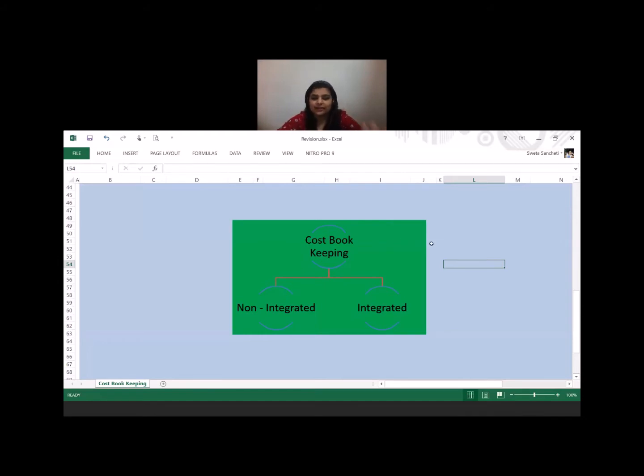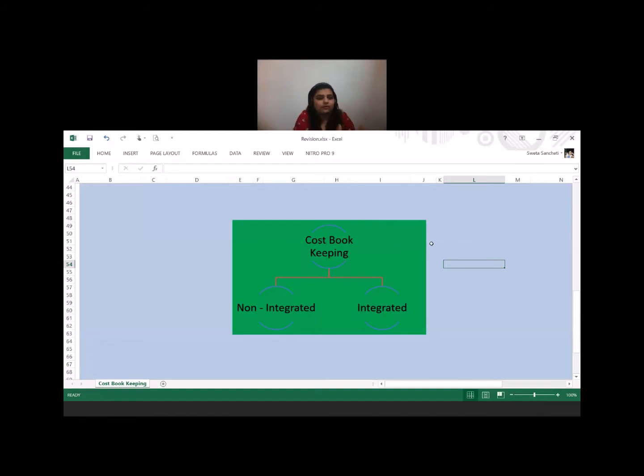Now, this is a very interesting chapter, and under this, we are going to learn how the transactions are recorded in your cost books. There are two types of books that any organization maintains. First is the non integrated system, and the other is the integrated system. What do we mean by non integrated system? Non integrated system is a system of bookkeeping where two separate sets of books are maintained. For the cost, it is separate, and for financial, it is separate.